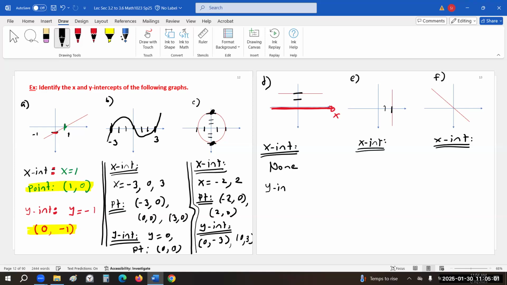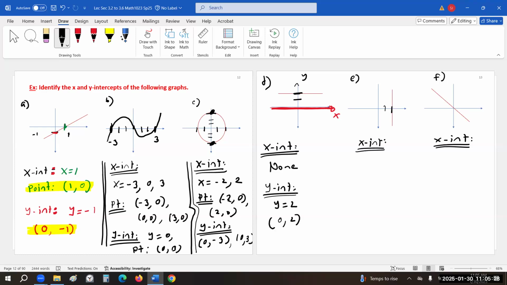Wonderful. How about the y-intercept? Would you like to try it? 2. So y equals 2 as a point format? 0, 2. So we are crossing our y-axis here. This is the y-axis. We are crossing through y equals 2. So that's our point: x is 0, but y is 2.